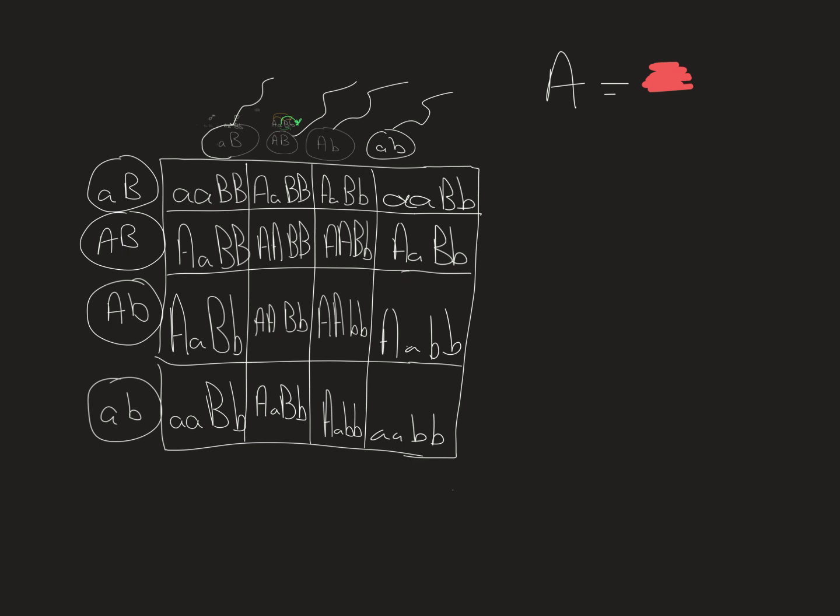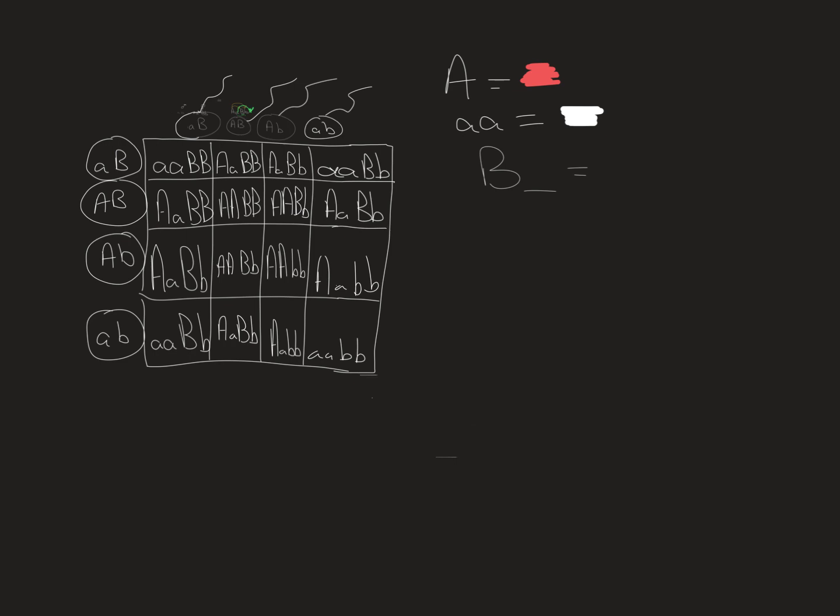And let's say little a equals a white color, just because we talked about it yesterday, and let's talk about it that way now. Let's say we know that big B is tall, and little b equals short. We're keeping it simple.